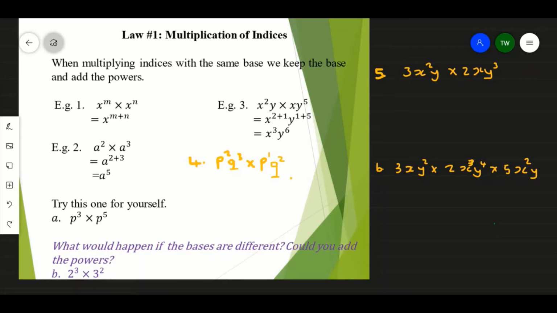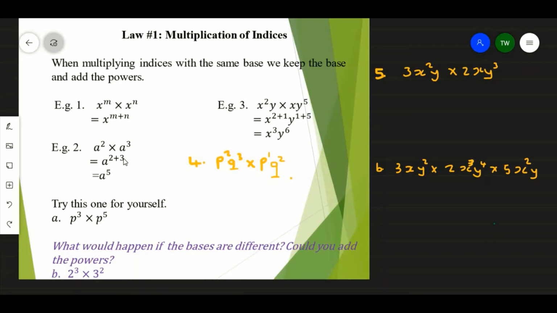Example number 1. x raised to the power of m times x raised to the power of n is going to equal x raised to the power of m plus n. Reason being, the bases here are x, so they are the same, so we simply add the index, which is m and n. Alright?